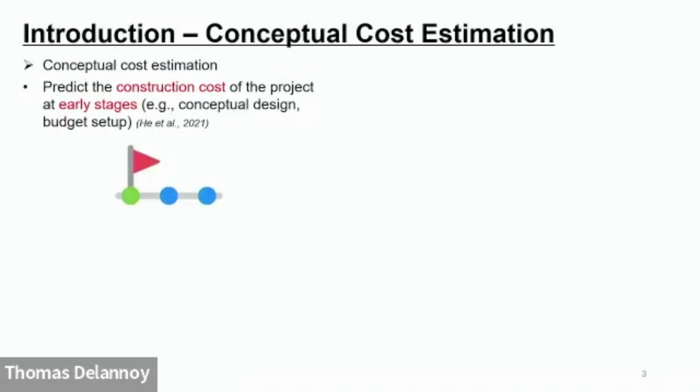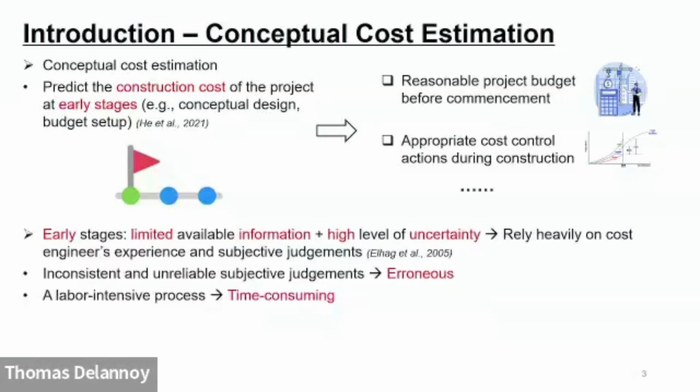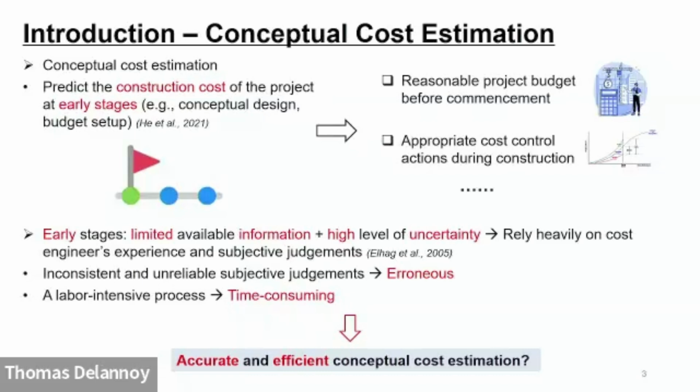Conceptual cost estimation is to predict the construction cost at the early stages of the project. With the current estimation, we can have a reasonable project budget, and we can also plan the proper cost control action ahead. However, as we know, the early stages have very limited information and a high level of uncertainty, which means we need to rely on the cost engineer's experience and judgments. But these subjective judgments may be unreliable, and it's also a labor-consuming process. So the problem here is how to do the cost estimation accurately and efficiently.